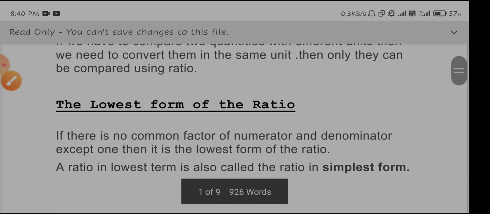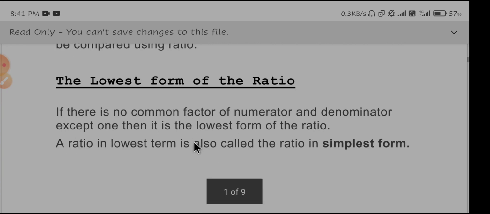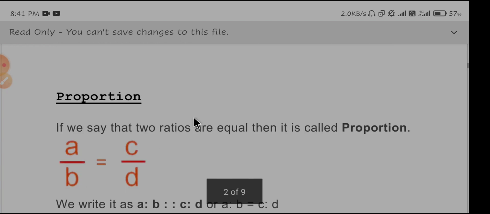Then the lowest form of the ratio. What is the lowest form? If there is no common factor of numerator and denominator except one, then it is known as the lowest form. Already we have learnt about lowest or simplest form in our previous chapter also, like in class 6 and 7. So what is lowest form? In which only one is the common factor of numerator and denominator. So that form is known as simplest form.